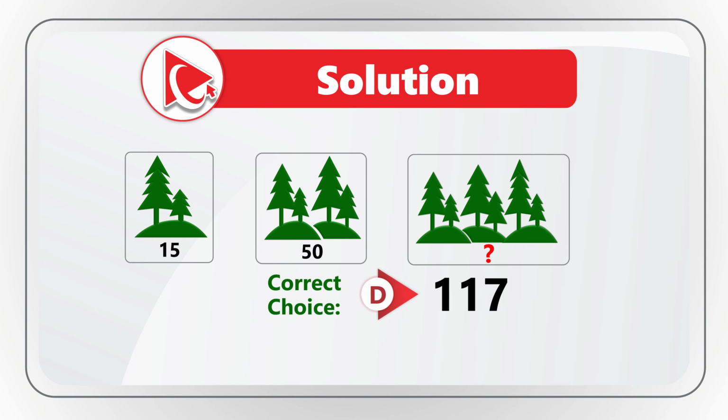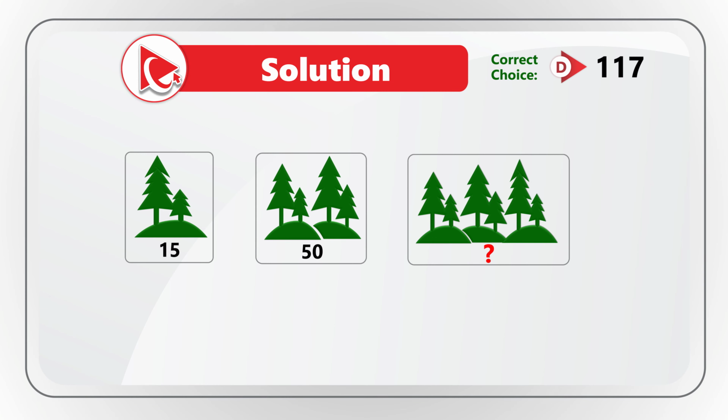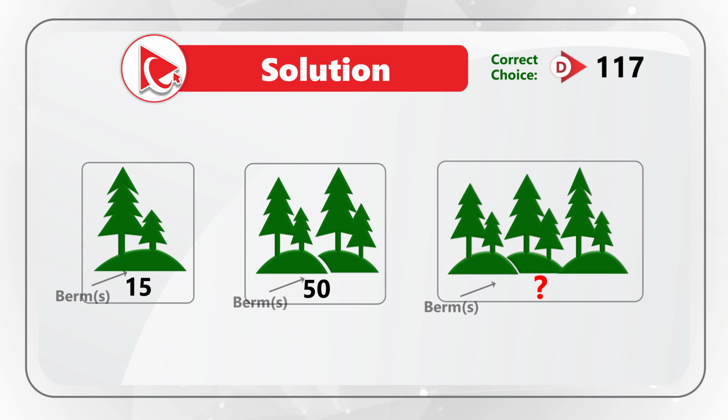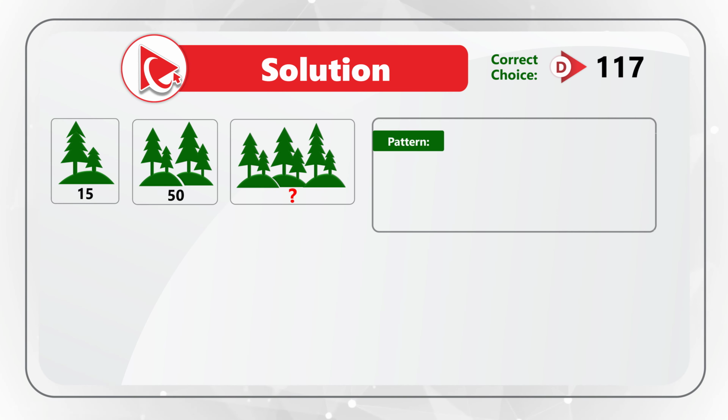Let's take a close look why. If you take a close look at the images, you will see that each image contains trees, each tree contains a certain number of branches, and trees are placed on the berms. The pattern is calculated as the number of trees multiplied by the number of branches on the trees, and you incrementally add the number of berms to calculate the number at the bottom.